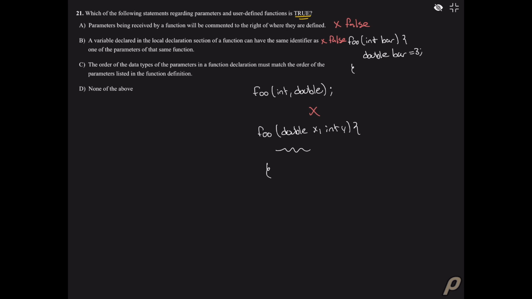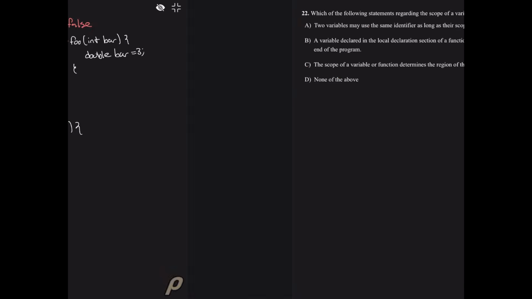So this is true. And notice that in the declaration we don't necessarily have to have the names of these parameters. We just have to have the data types. So this is saying the data types. It is not referring to the names. So we know that C is indeed the correct answer. Moving on to the next one.